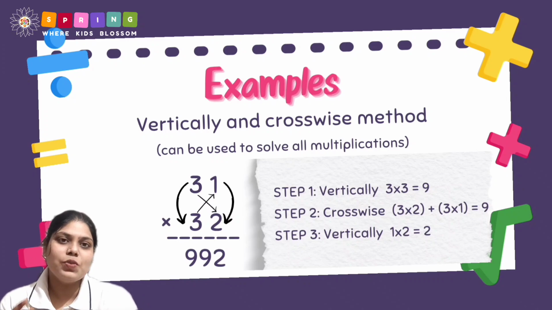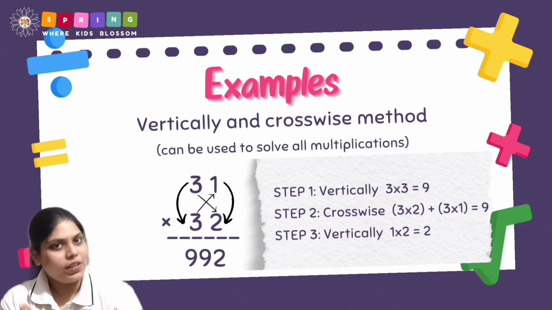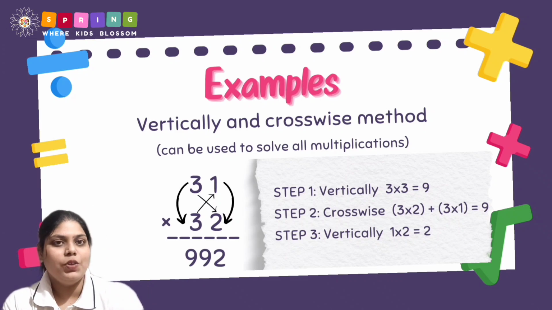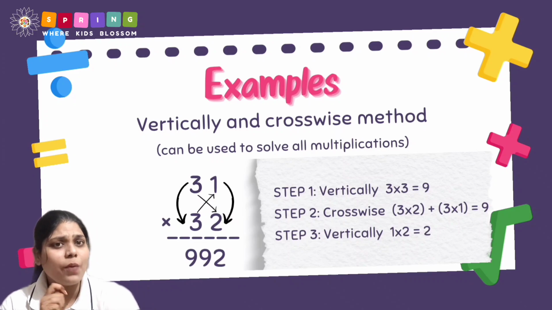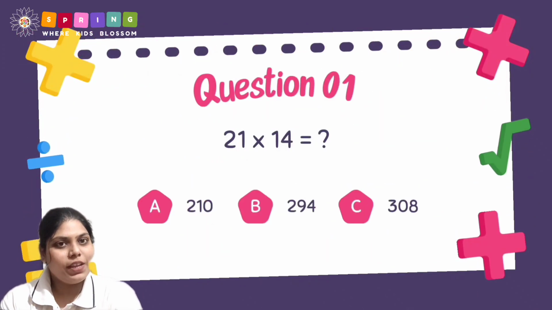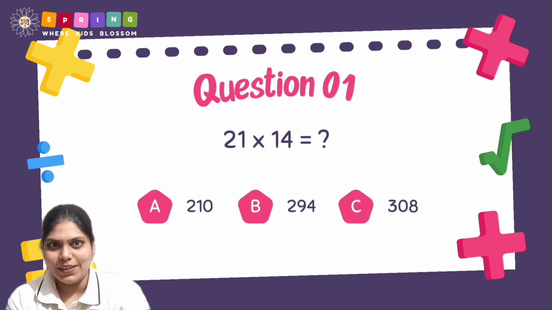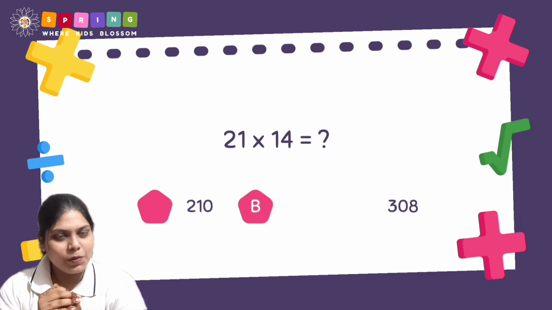Now let us come to the third part, that is 1 into 2, in the ones place. When you do 1 into 2, what do you get? You get 2. So the number becomes 992, as you can see. Now it's time for you to stop the video and calculate 21 into 14 based on the same method, and comment below. So let us see the steps to solve this problem.